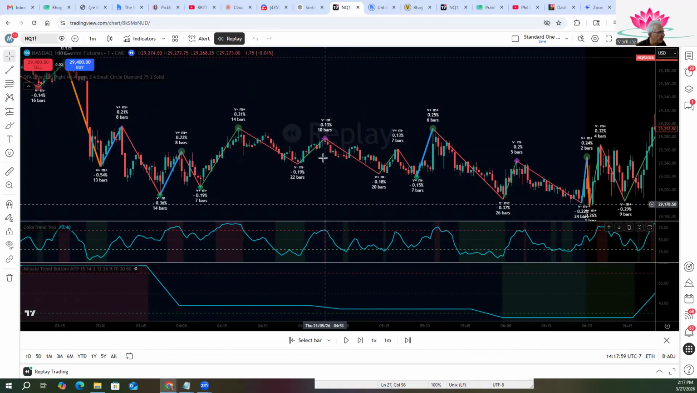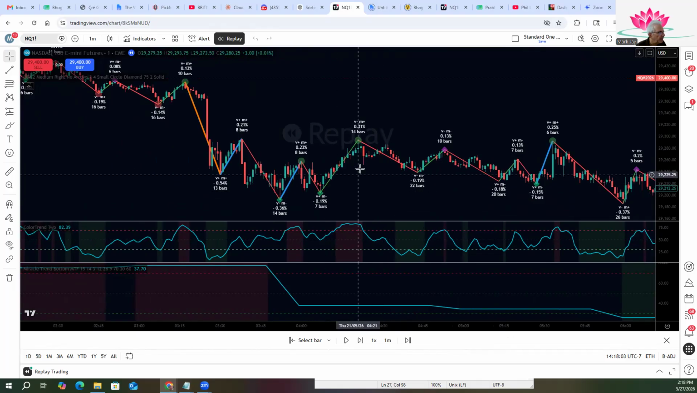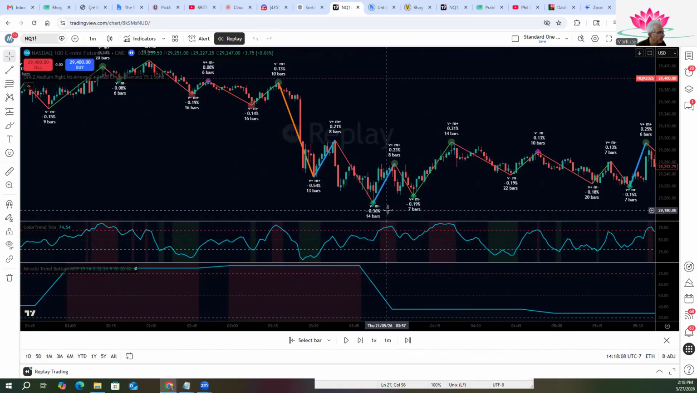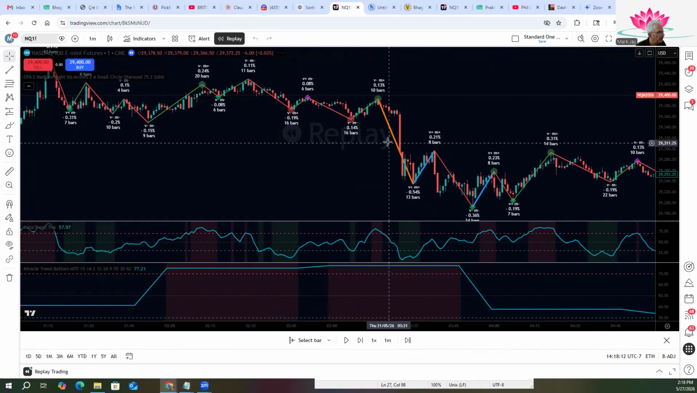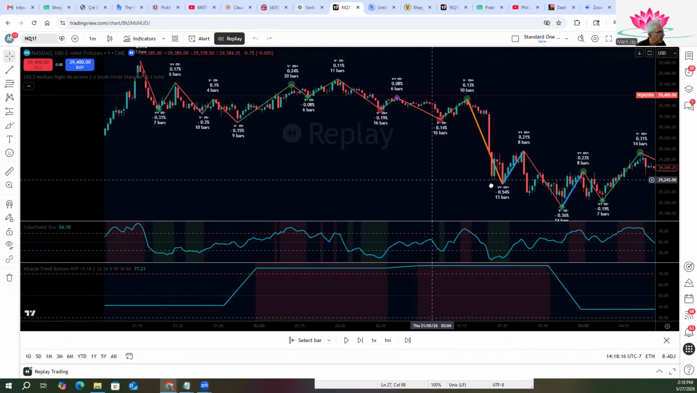This is pre-market. Turns out to be a nice trade. We got some money out of that. Here's another pre-market trade. Got some money out of that. Here's another pre-market trade. Got some money out of that. Here's another pre-market trade. These are all good trades.